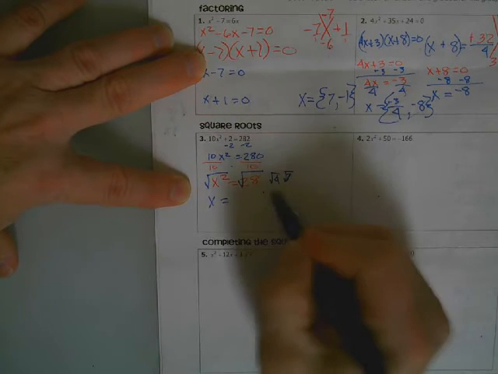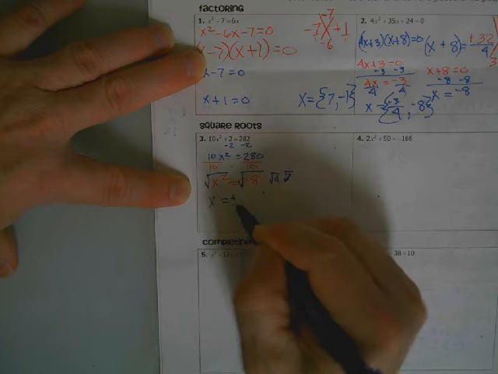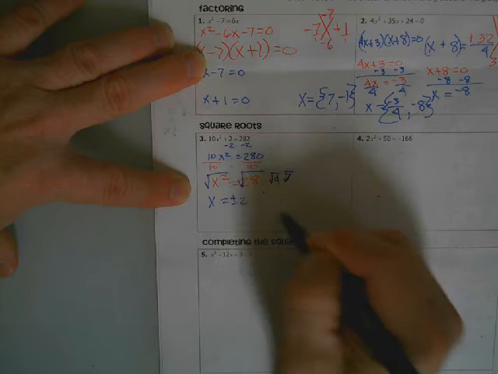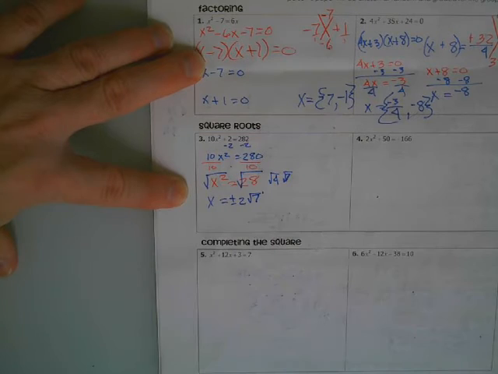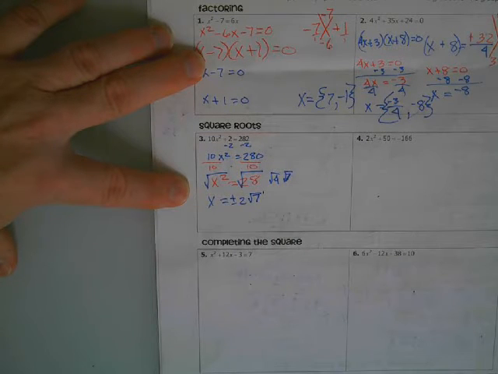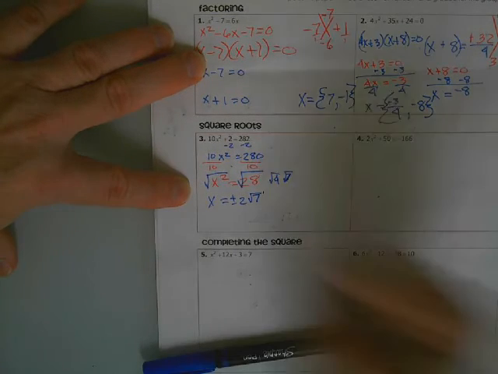So we do have a perfect square for 4. We put plus or minus 2. We do not have a perfect square for 7, so we leave it under the radical. So that is our solution.